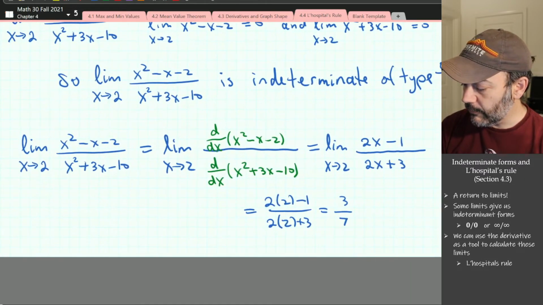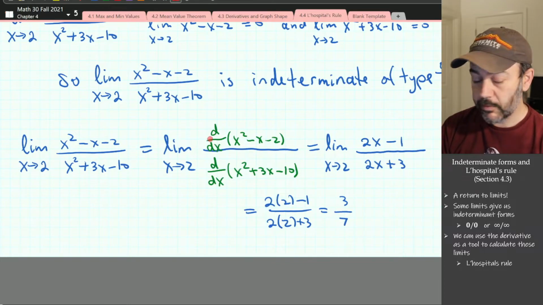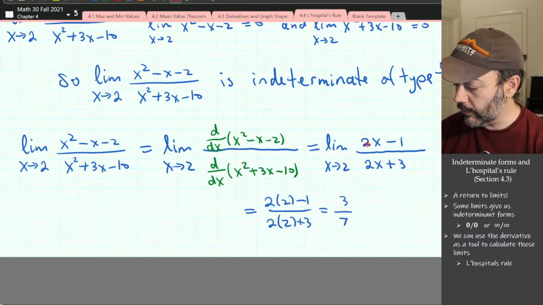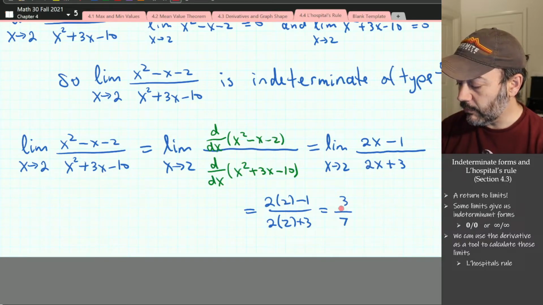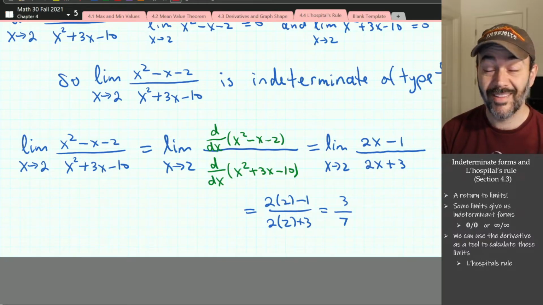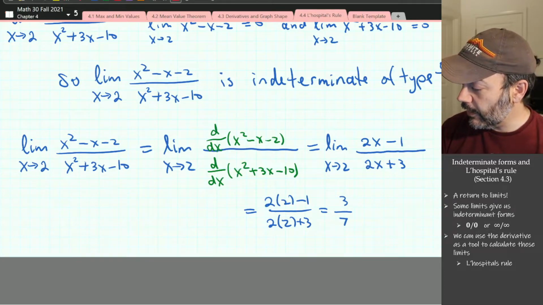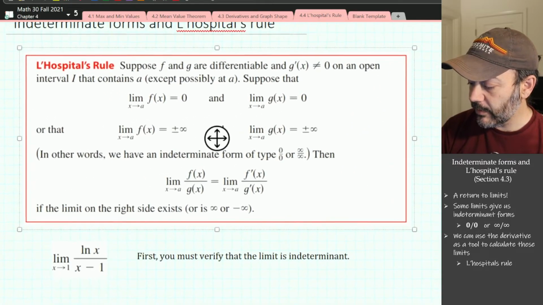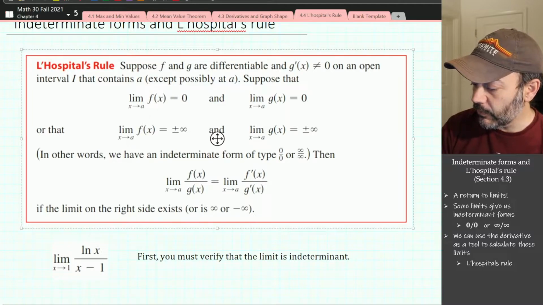And down here, we did a totally different method, which is we took the derivative of the numerator and got that. We took the derivative of the denominator and got that. We did direct substitution, and we got 3/7. That's L'Hopital's rule. And here is the formal statement of it. And let's go through this so that you know it.